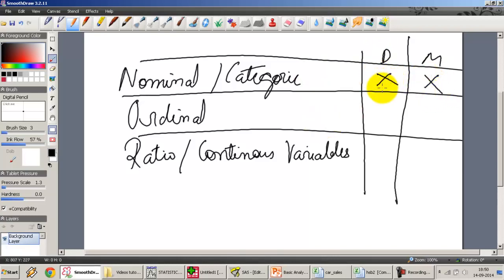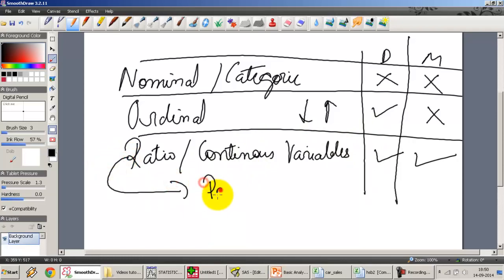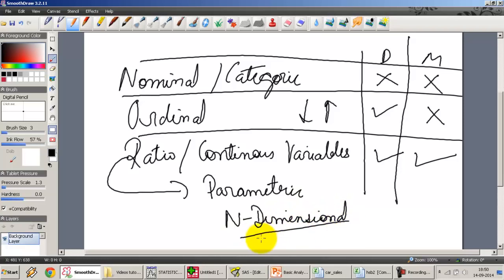You can't do any arithmetic operations on them. Ordinal variables, direction but no magnitude. So you still can't do arithmetic operations on them, but you can sort them ascending or descending based on the measurement that we want to use. Ratio or continuous variables, direction is there, magnitude is there as well. You can sort, you can do arithmetic operations, you can plot them on graphs. So the ratio and continuous variables are also known as parametric variables. Why are we calling them parametric variables? Because they have direction, they have magnitude, and they can be projected onto the n-dimensional space easily without any particular assumptions in place, right?